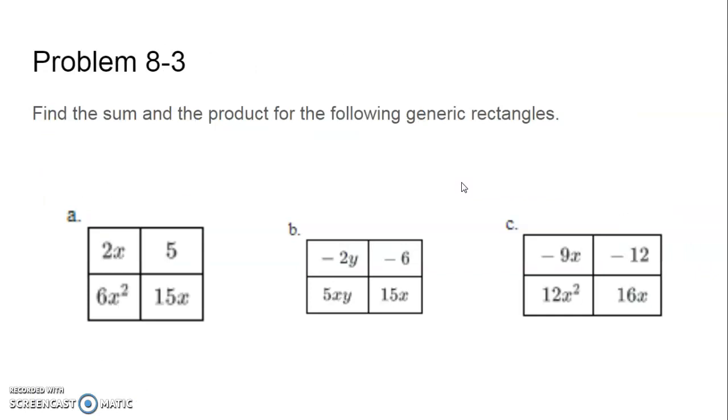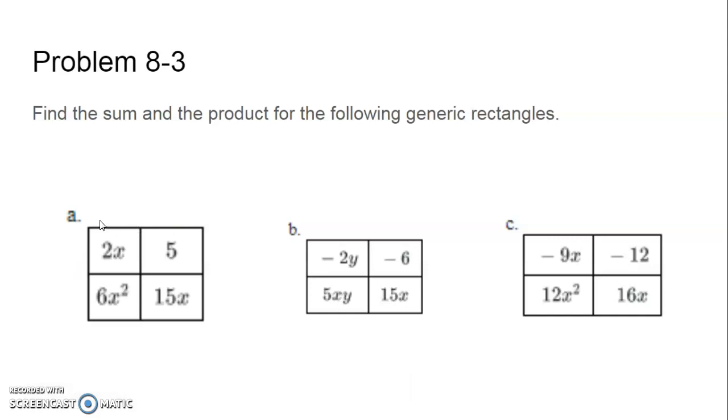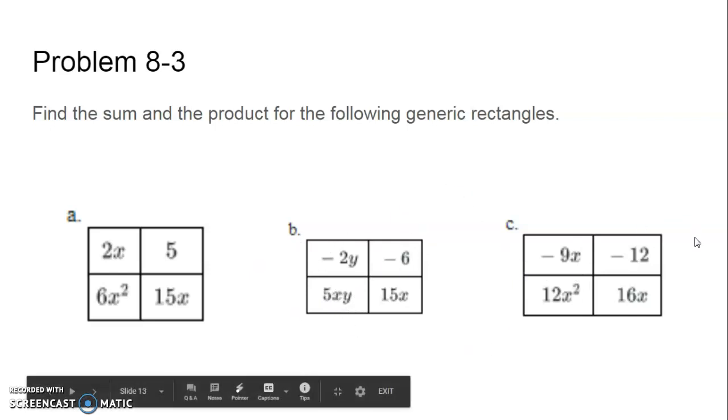Okay, now for problem 8.3, I want you to practice this. I want you to find the sum and the product for each of the following generic rectangles. So to find the sum, you would just combine like terms if you can, right? And then that would be the sum. And then to get the product, see if you can figure out what the dimensions are. I'm not going to give you very many hints on that today. We'll be talking about that a little bit later. But for now, just give that a shot. See if you can figure out the sum and the product for each. Combine like terms for the sum. Find the dimensions for the product.